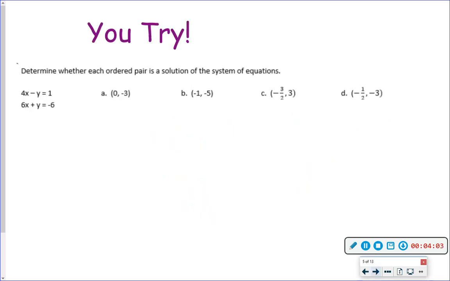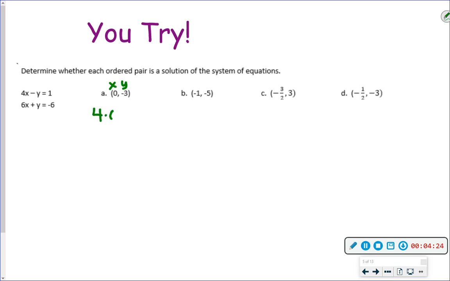All right, if you were in class, in person with me, I would have you try these in person. So set them up, take a minute to try them. You're going to first replace x with 0, y with negative 3, see if that works in the system, and then of course go through the remaining points. I'm going to do the first one with you, then I'll give you some time to try the next ones. So let's put it in the first system.